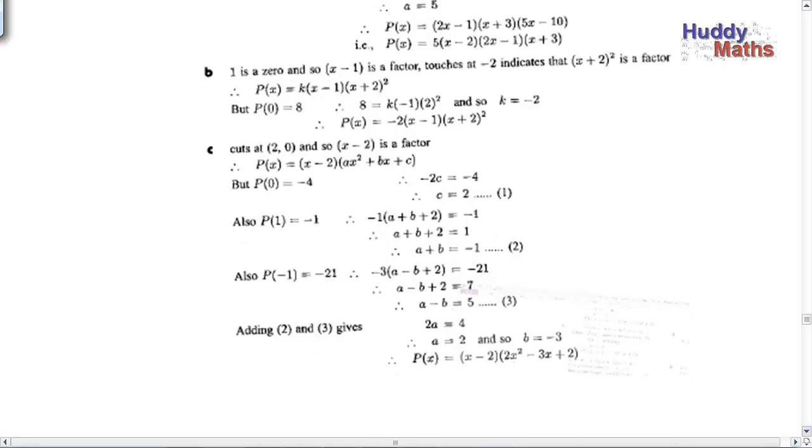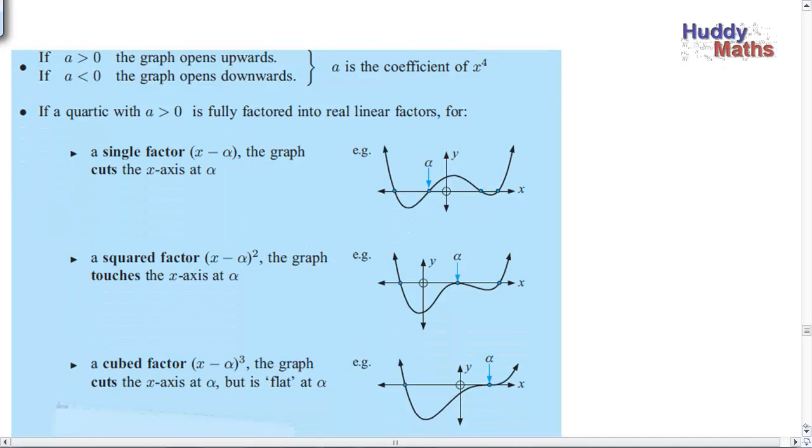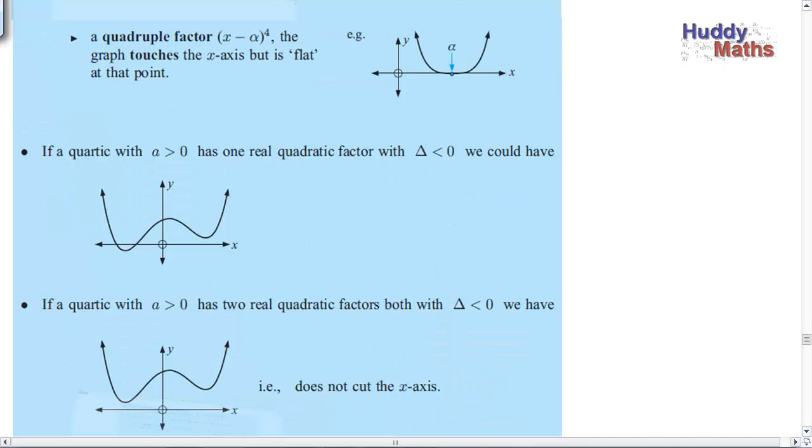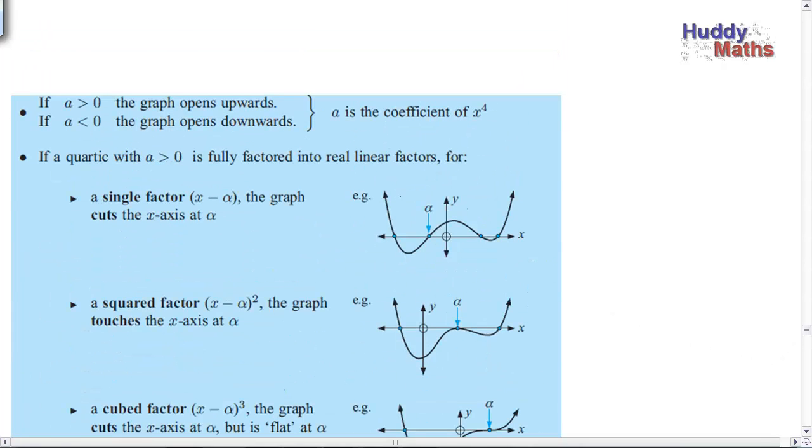All right, let's go on a little bit now with quartics, power degree 4. We're going to do the same sort of thing. If A is greater than 0, the coefficient of x to the 4th, so a degree 4, the graph opens upwards. If A is less than 0, the graph opens downwards. Please notice here that both the ends are the same because of even degree.